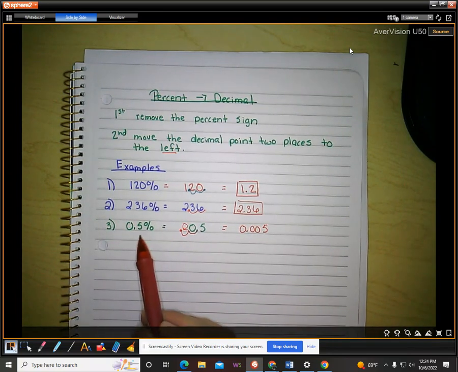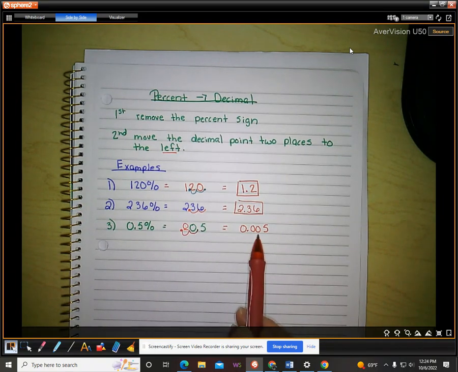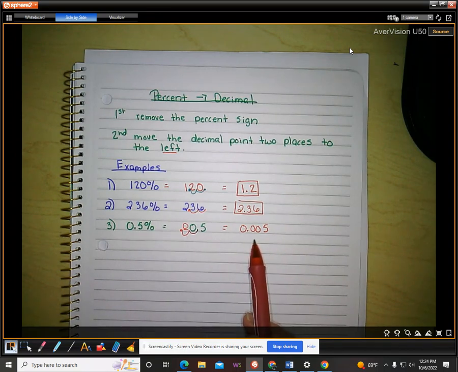Okay, so when you change 0.5%, decimal point is here, move it back 2 places, fill our empty space with a 0. So we end up with 5 thousandths as a decimal. Which would make sense because 100% is 1. So if we have 0.5%, we're not even close to 1.